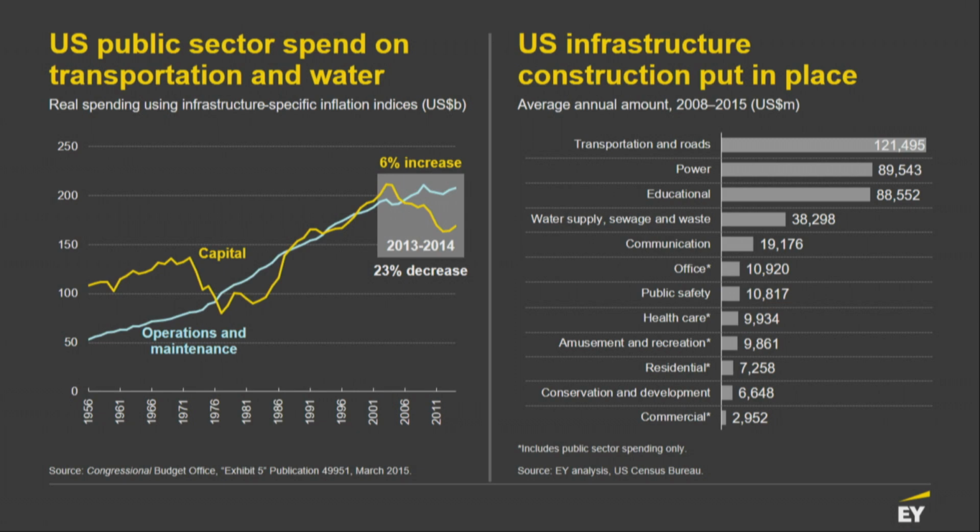At the same time, if we start looking at real spending using infrastructure-specific inflation indices, we've been in decline, in particular as operations and maintenance go up. And that's probably not surprising, right? If you don't maintain something well, it starts to need more operations and maintenance investment.